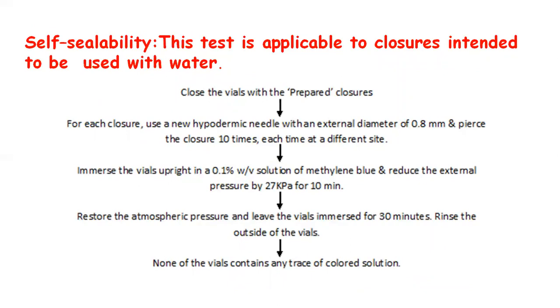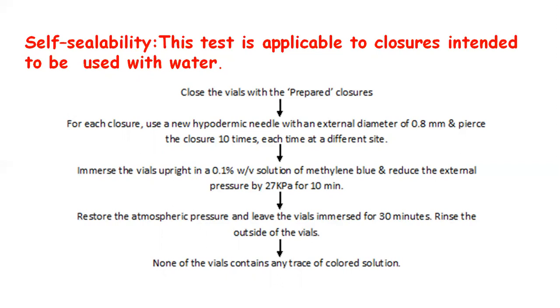Self-sealability. This test is applicable to closures intended to be used with water. Close the vials with the prepared closures. For each closure, use a new hypodermic needle with an external diameter of 0.8 millimeter and pierce the closure 10 times, each time at a different site.